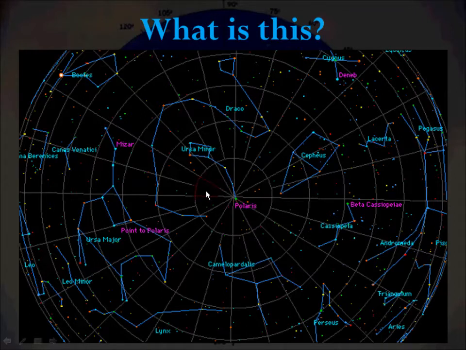Now, obviously, in space, there is no north. This is based on our perception, but what you can use this for is some stargazing. Now, it's hard to do stargazing in the Bay Area because there's too much air pollution. But if you go out to the mountains, maybe you'll see things a little more clearly.